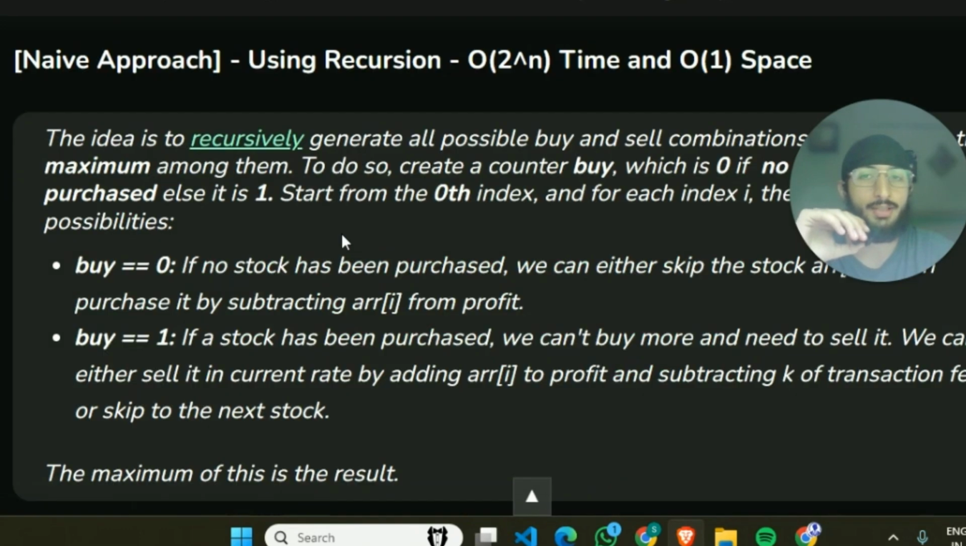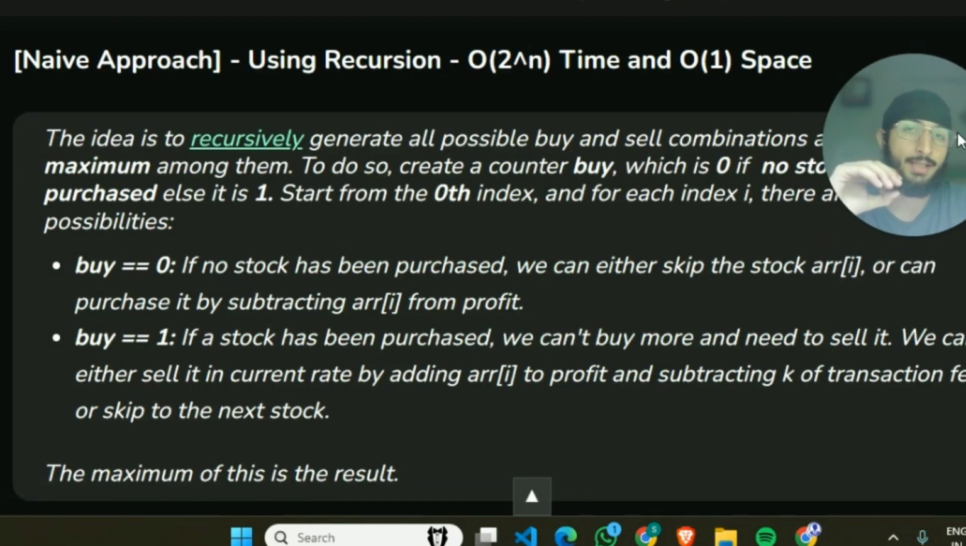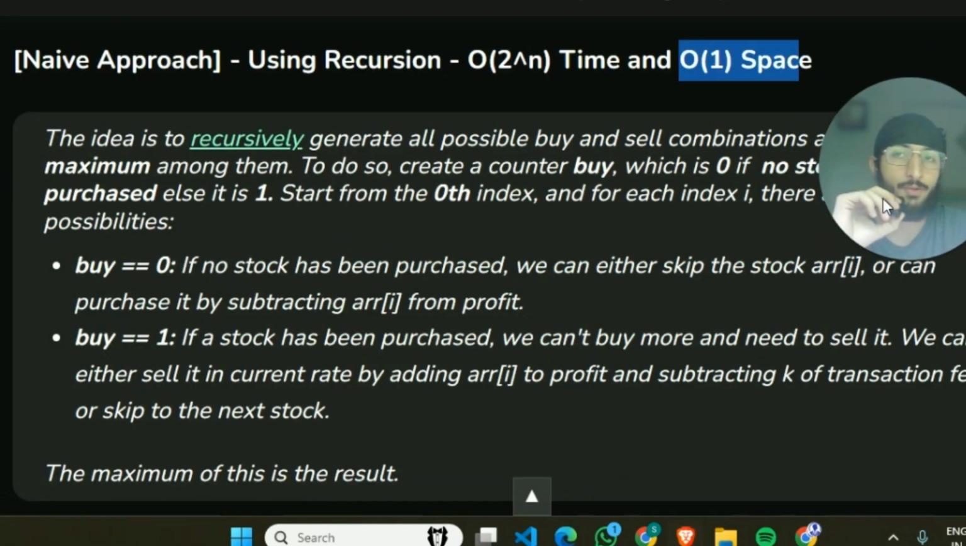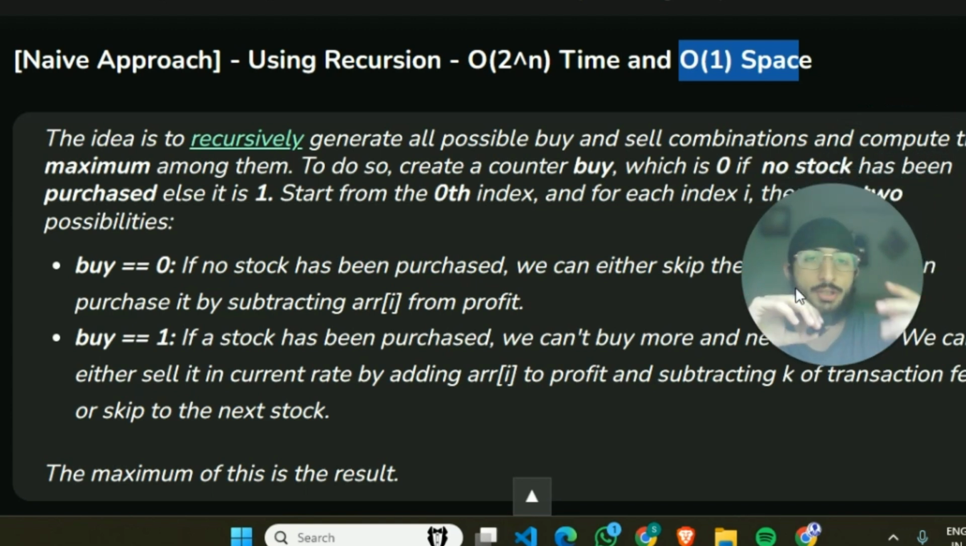So the naive approach, let's go through that. Using recursion, it takes O(2^n) time and O(1) space. So the idea is to recursively generate all possible buy and sell combinations and compute the maximum among these. To do so, we create a counter buy, which is 0 if no stock has been purchased, else it is 1.